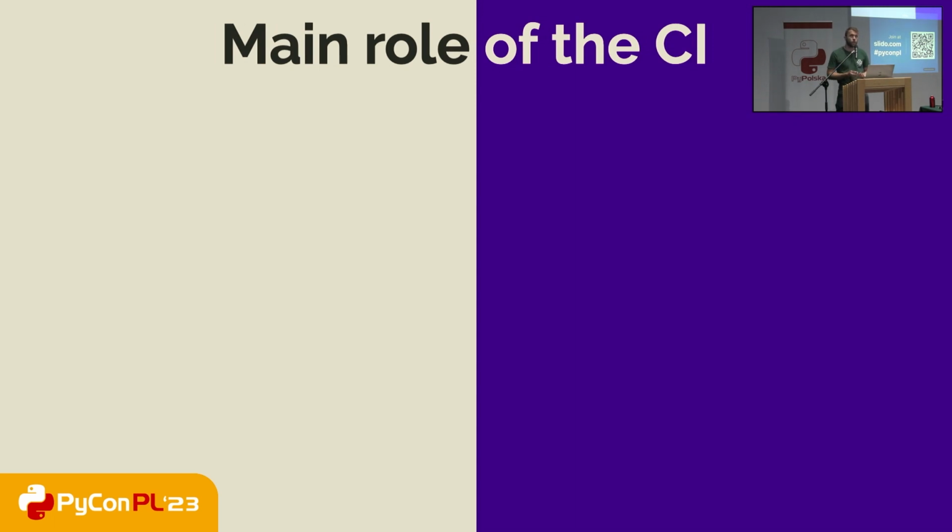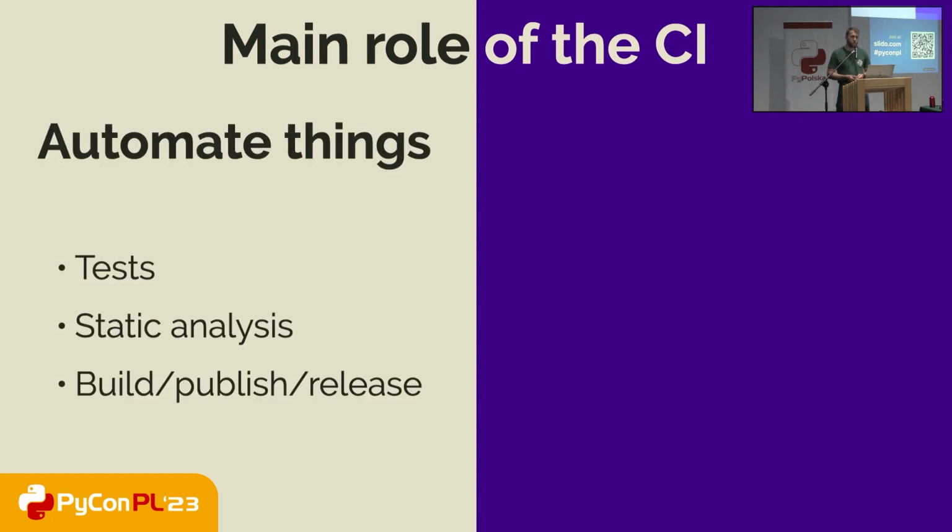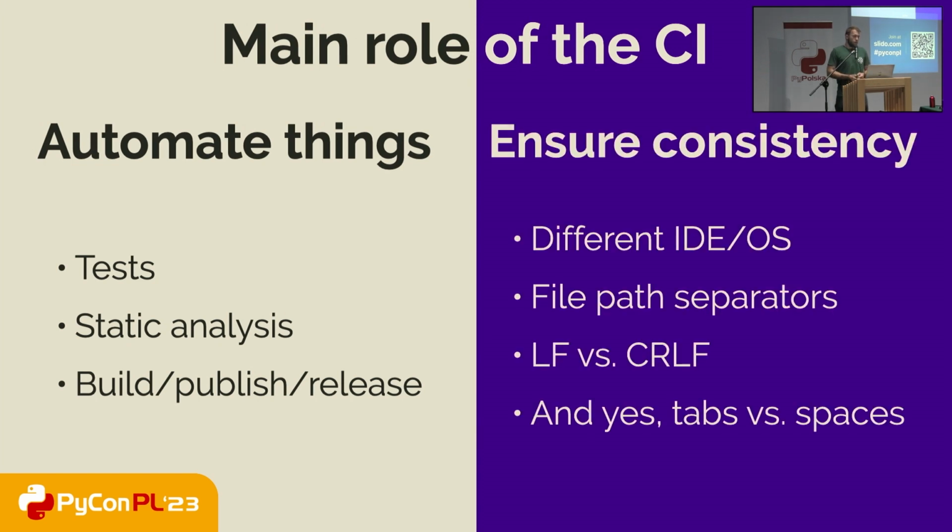So the main role of a CI system is twofold. First of all, you should use it to automate as many repetitive tasks as you can. It should run tests and display you the summary of the results. It should run static analysis tools and warn you about some possible violations. And it should build and publish Docker images or documentation pages and things like that. But it's also a means to ensure consistency in your project.